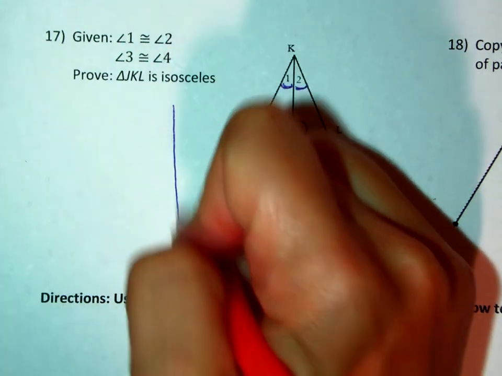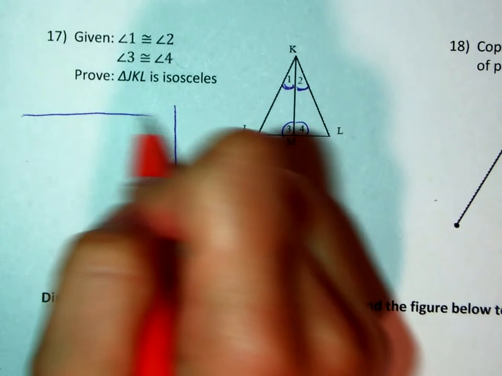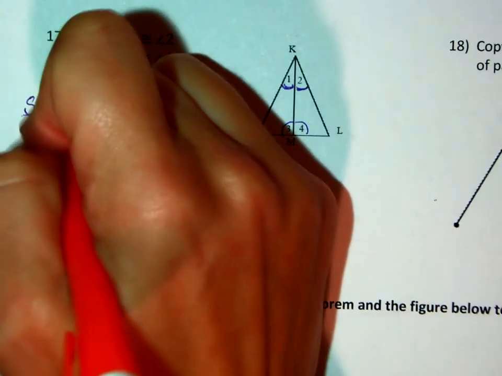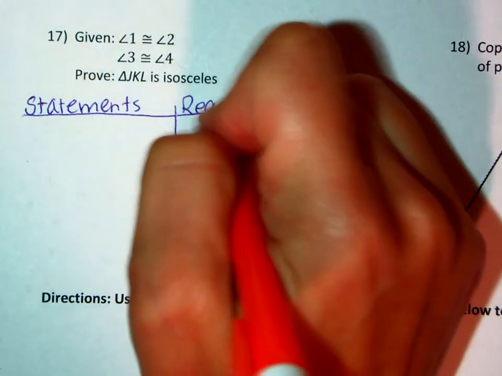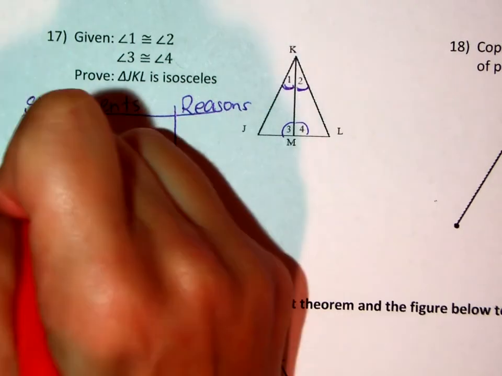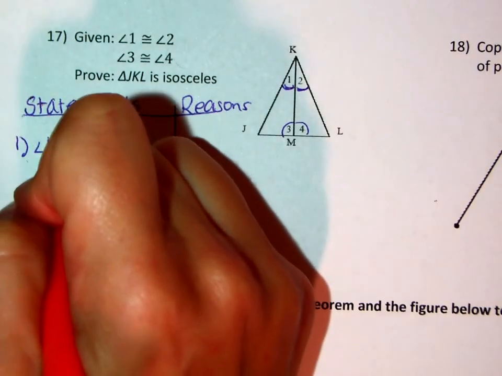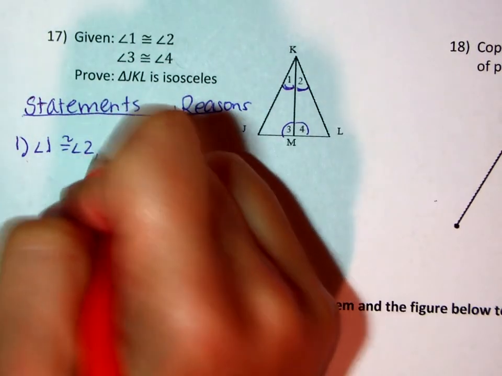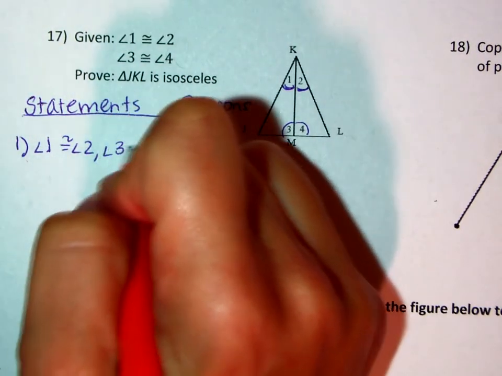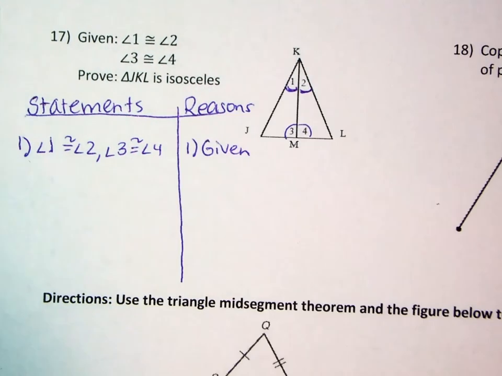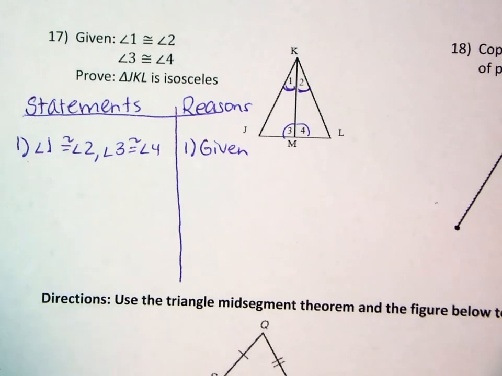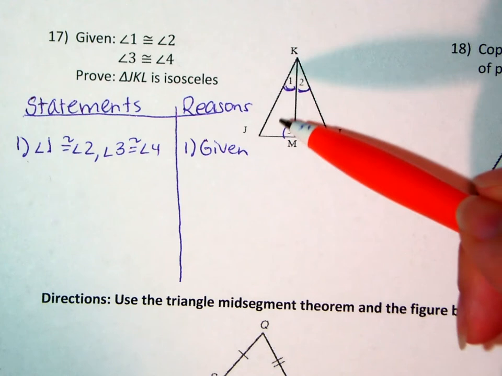So let's go ahead and get this set up here. This side will be statements. This side will be reasons. So number 1, let's go ahead and put our given statements. Angle 1 is congruent to angle 2, and angle 3 is congruent to angle 4, and the reason is given.